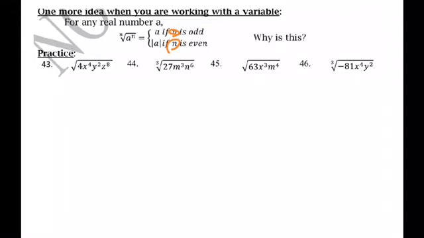So on number 43, I have the square root. Now the square root of 4 is just 2. Actually, let me write that. So I'm going to have 2. Now x to the 4th power, I've got 2 sets, so that's going to come out, but it's going to be the absolute value of x to the 2nd power. We'll come back and talk about that in a second. Y, I've got 2 of those, so that's going to come out, and that's going to be absolute value because that's an even exponent.